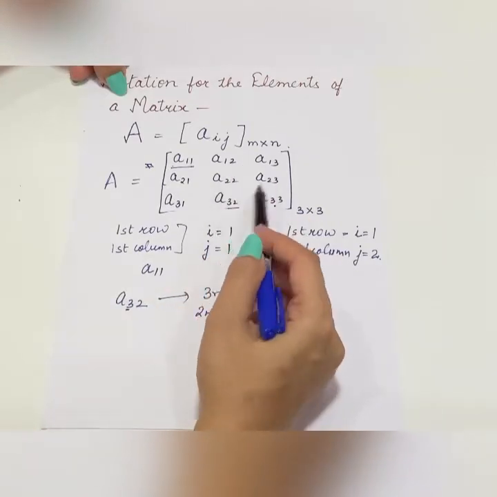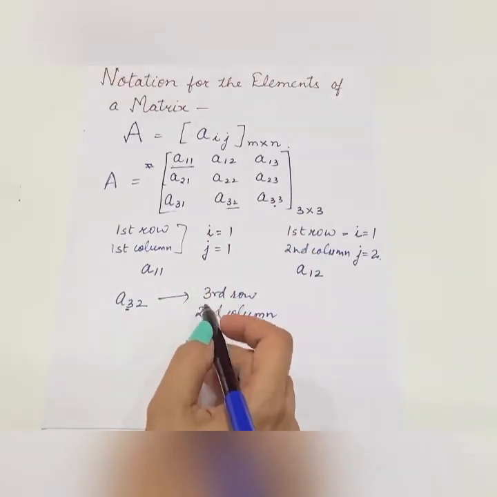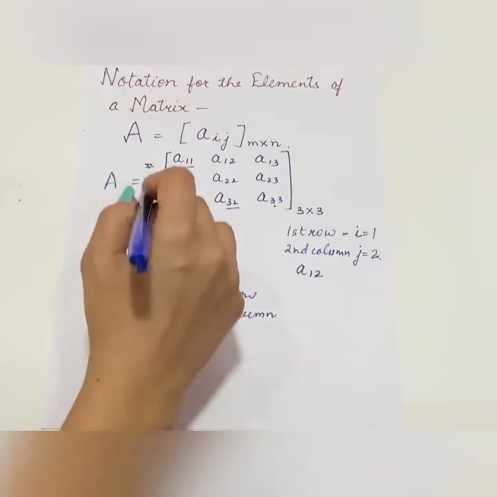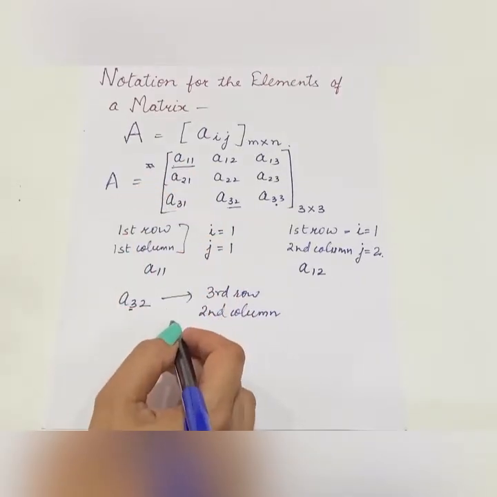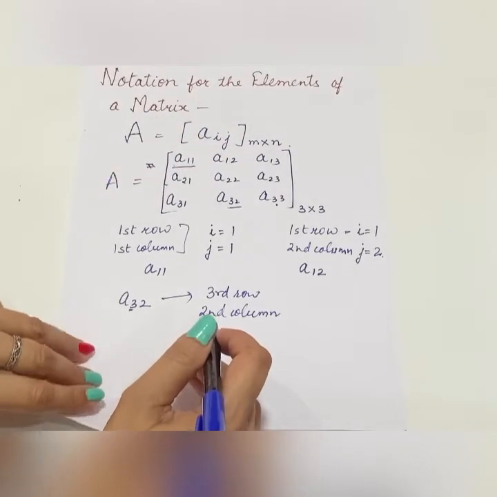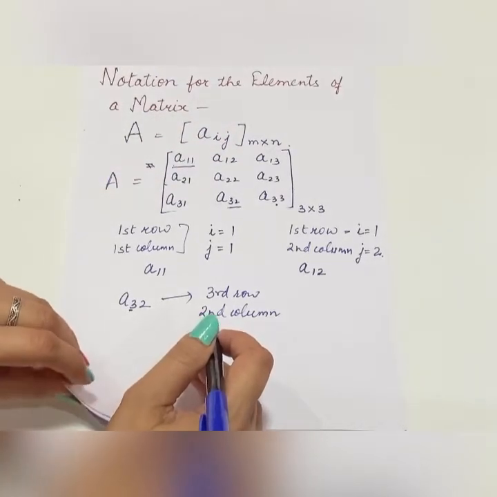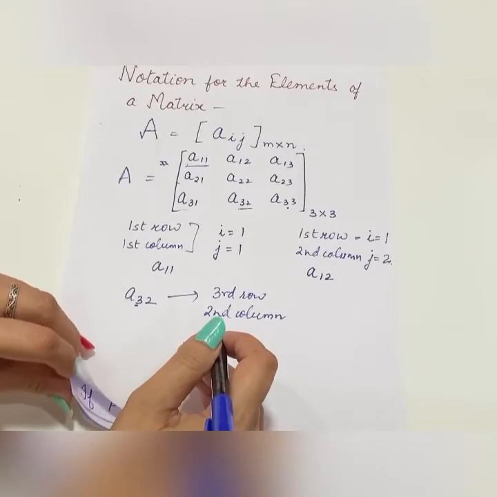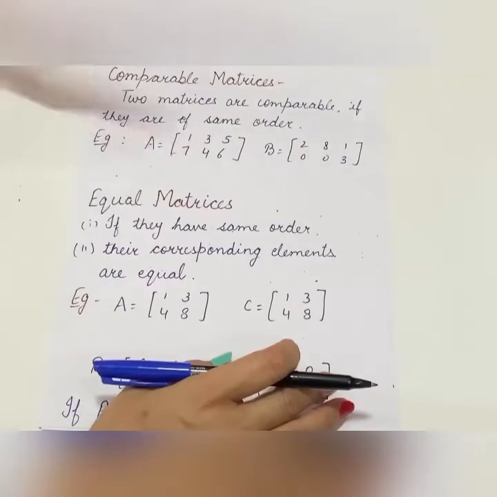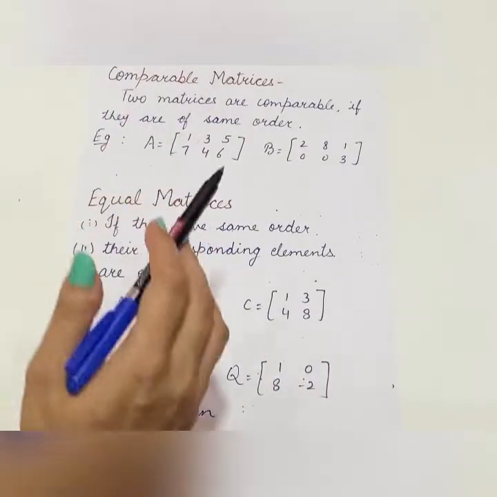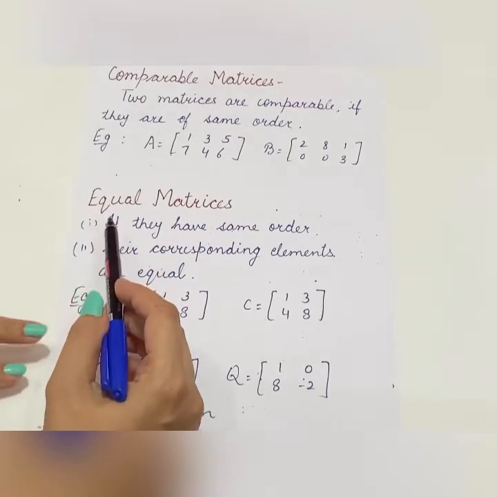These subscripts are used to tell the position of the element. This is very helpful when we'll be doing the multiplication of matrices. It's very simple and it is helpful in the multiplication of the matrices. So next, based on this order of a matrix, we have comparable matrices, and second, equal matrices.